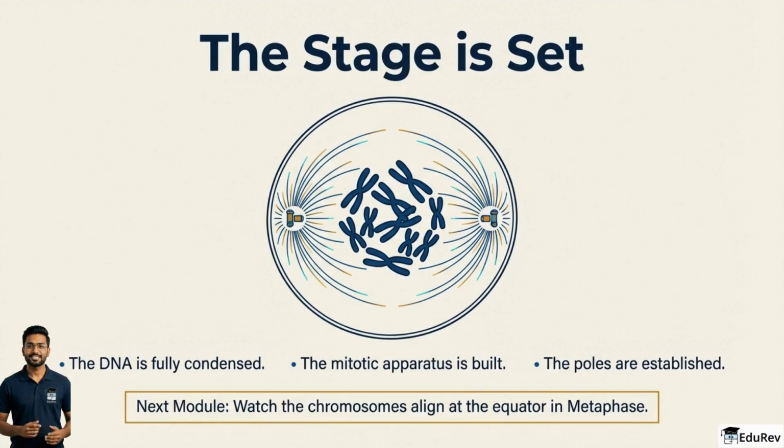The final frame is the setup for metaphase. The DNA is fully condensed, the mitotic apparatus is built, and the poles are established. In other words, the cell is fully prepared for the next step, chromosome alignment at the equator. The chapter has reached the point where division can proceed with precision.